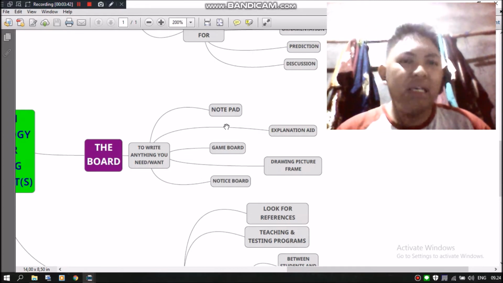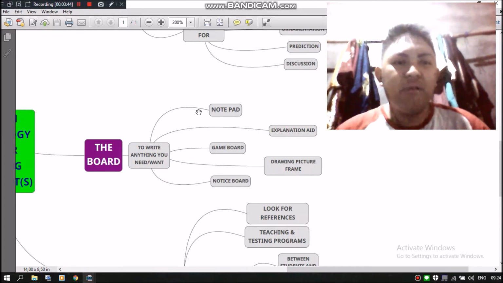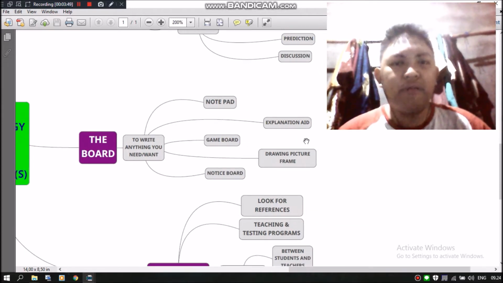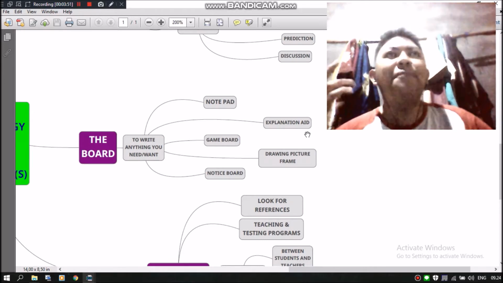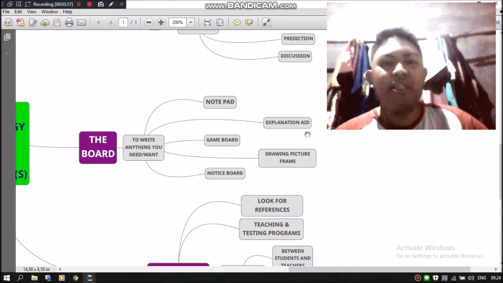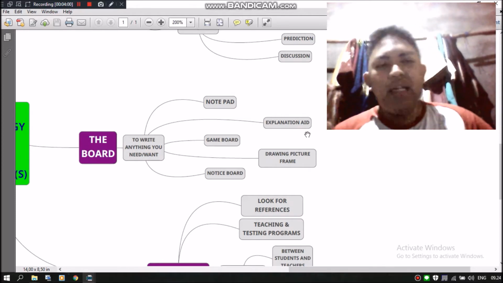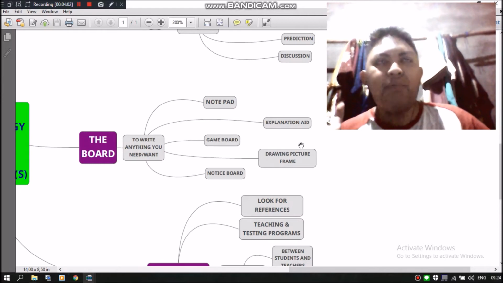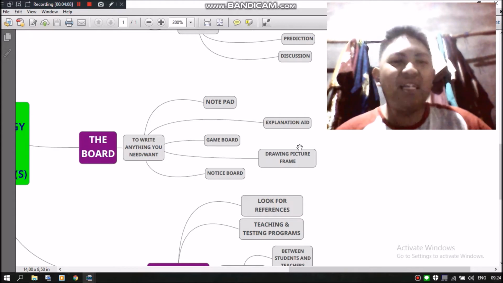And mainly, we can use the board as a notepad for writing things, and we can also use the board for explanation aid when we think the students need more help, and in terms of explanation we can write it on the board. And we can also use the board in front of the classroom as a game board, like, I don't know, I've never done a game board myself.